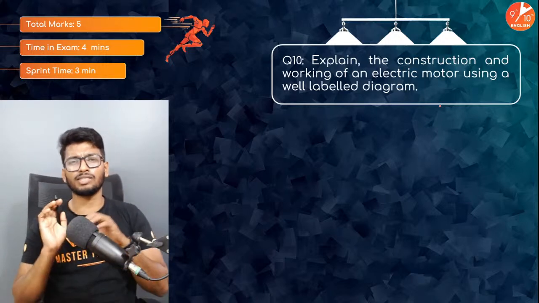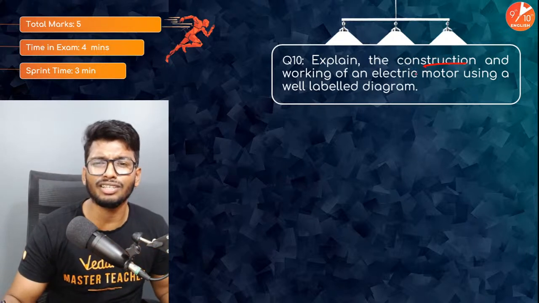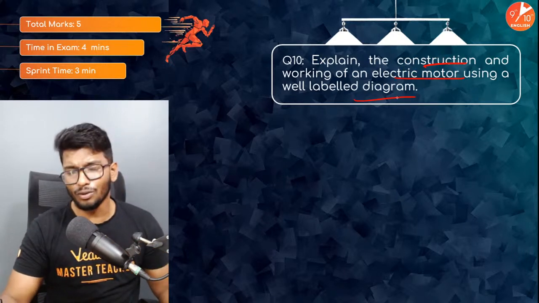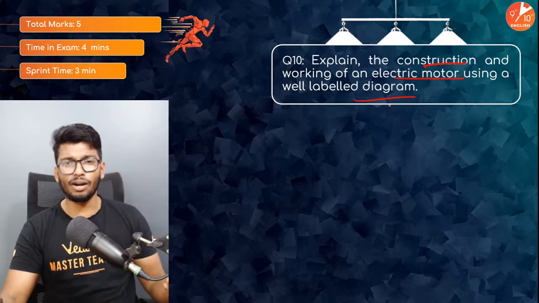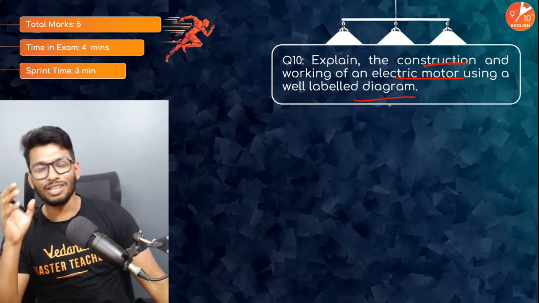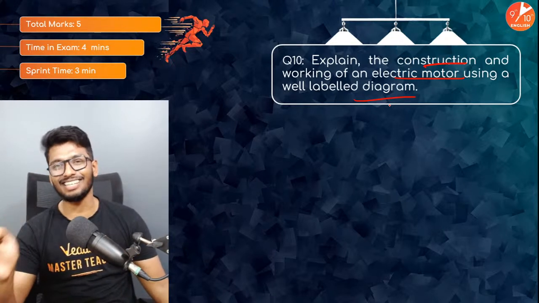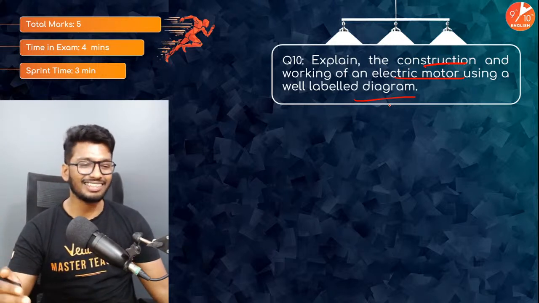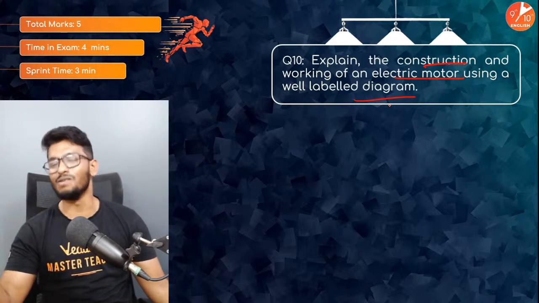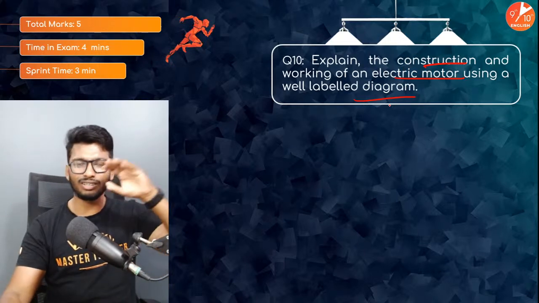But this one, I'm not going to explain it at all because I've done it a billion times already. Explain the construction and working of an electric motor using a labeled diagram. Please do it. I told you this in every session of magnetic effects of electric current. I have done this question in every single session so far. So I think you already know the answer. You know what I'm going to say. So I'm just going to let it go, but I'll just quickly rush through the basics.